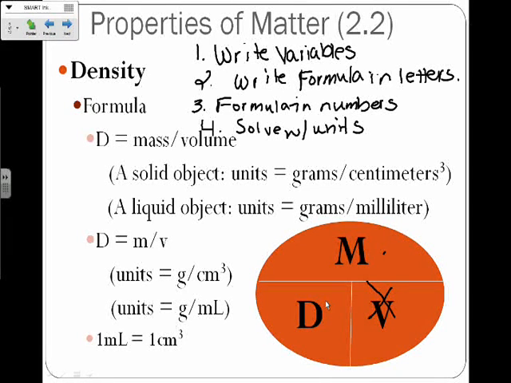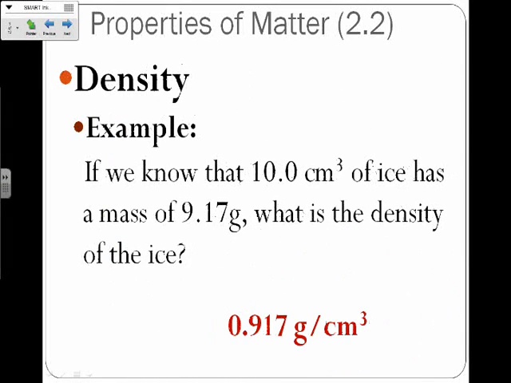We'll talk about this more in depth and do some practice when we get to class tomorrow, but I just wanted to make sure I go ahead and talk about that circle more in depth. So your answer was 0.917 grams per centimeter cubed.